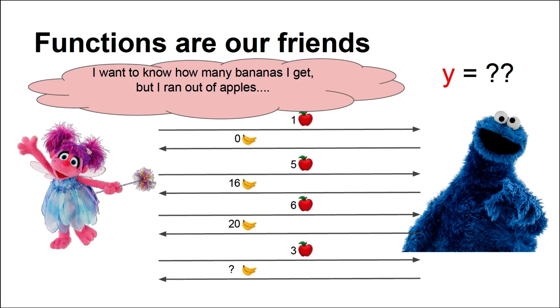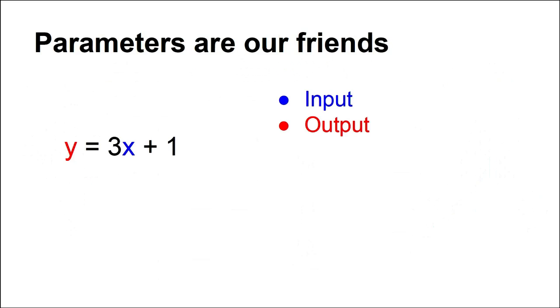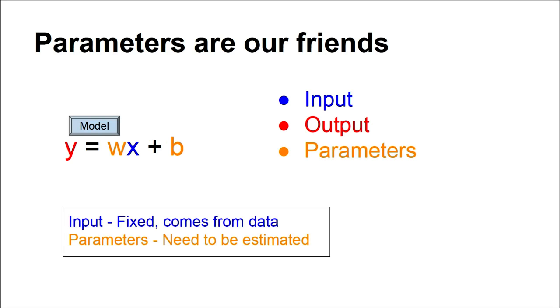Now she ran out of apples and wants to find out if she gives the Cookie Monster 3 apples, how many bananas will she get back? To do this, before we had the function like that, we need to add a new type of variable which we call parameters, and that is what makes the model. So our model will need to have parameters. The difference between the input and output is that the input and the output is what we observe in the world. So these are things that happen that correspond to reality, while parameters are something that need to be estimated. So based on what we see, we need to find the parameters that will give us the correct results.